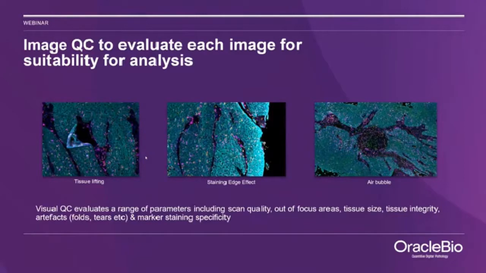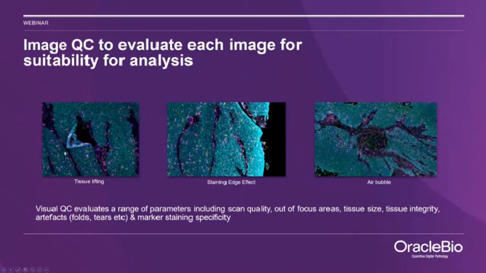So if I move on to the actual process of the analysis, the first thing we do is perform an image QC to evaluate each image for suitability for analysis. This involves a visual QC of each image and section, which evaluates a range of parameters such as the scan quality, any out of focus areas, tissue size, tissue integrity, any artifacts, and marker staining specificity.